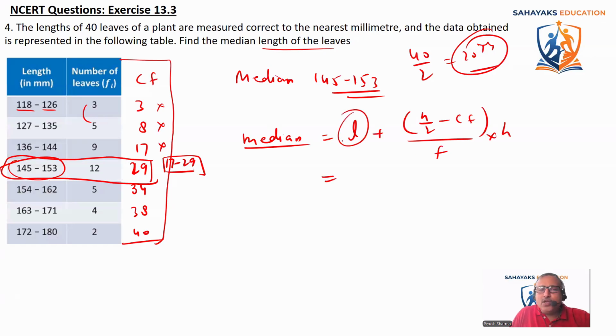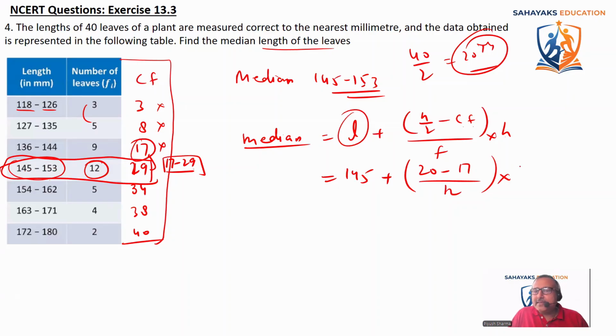The lower value of the median class is 145, plus N by 2. N is the total number, 40. So it becomes 40 divided by 2, that is 20, minus the cumulative frequency of the previous class. What is the cumulative frequency of the previous class? 17. So we'll subtract 17, divided by F. F is the frequency of the median class. What is the frequency of the median class? Well, it's already directly given here. And H is the class size. What is the class size? 145 to 153. 153 minus 145 is 8. 8 is the class size.